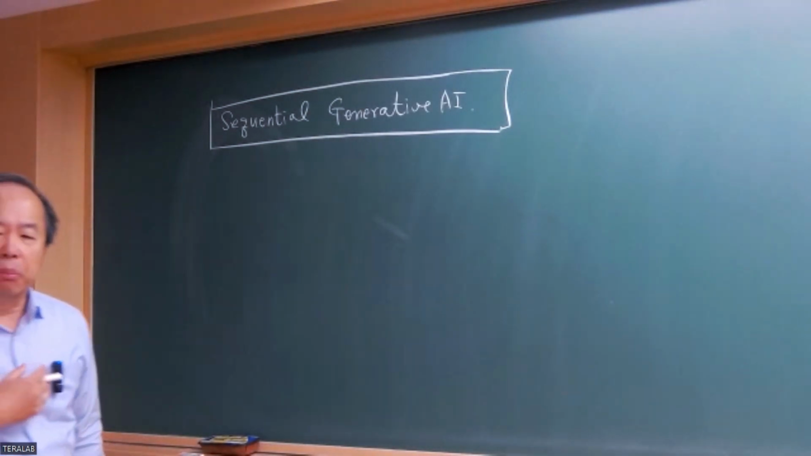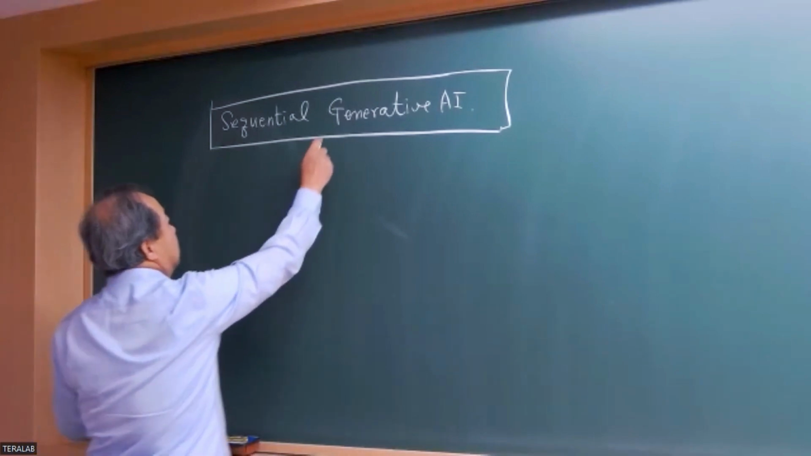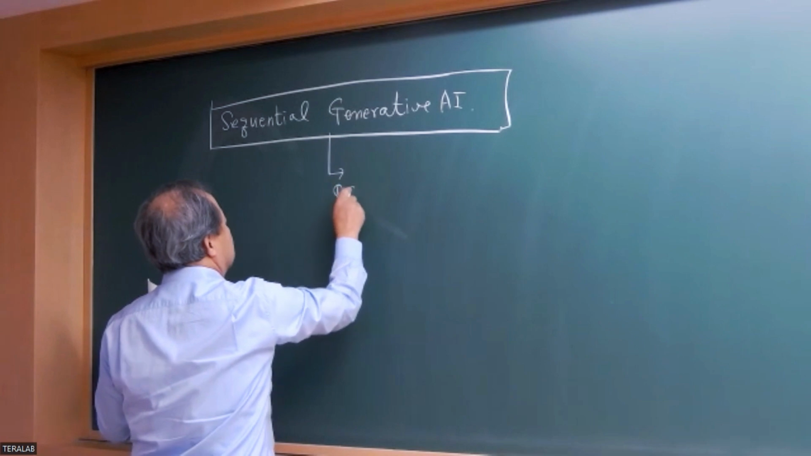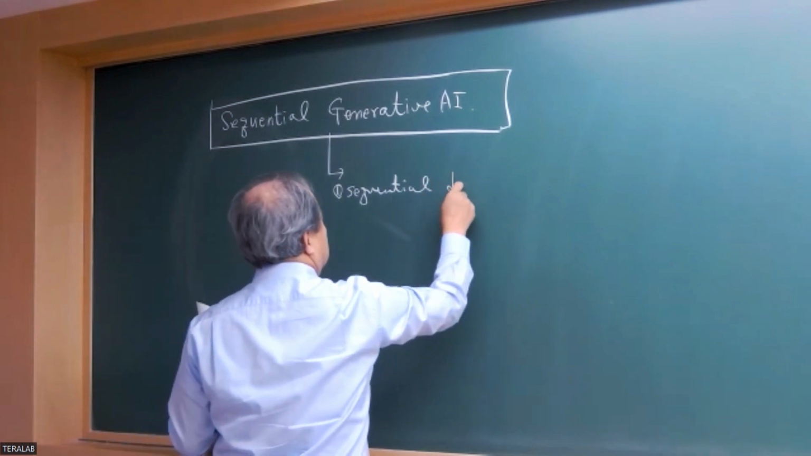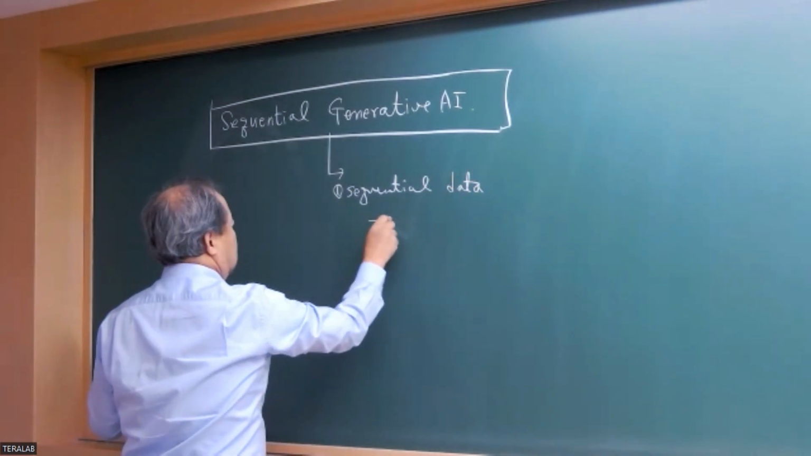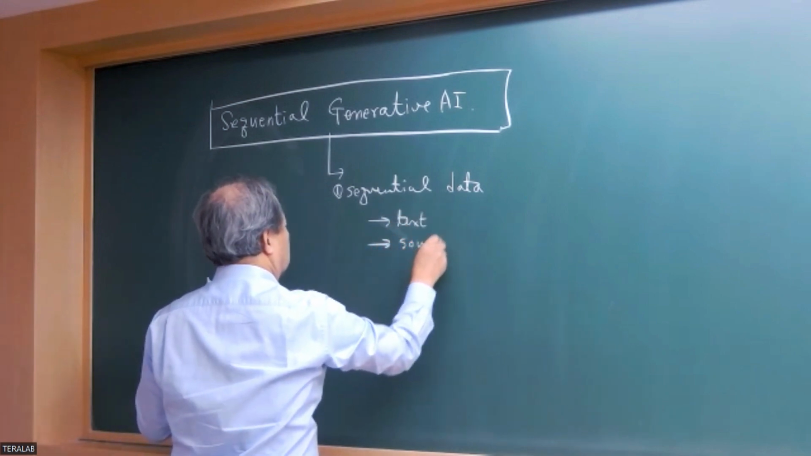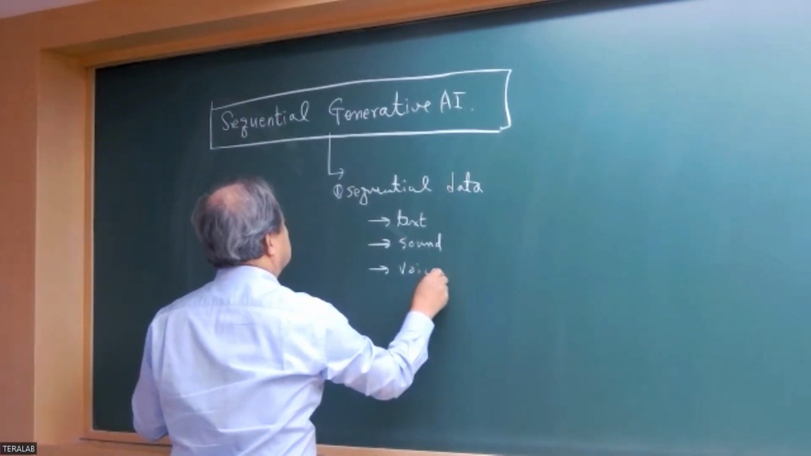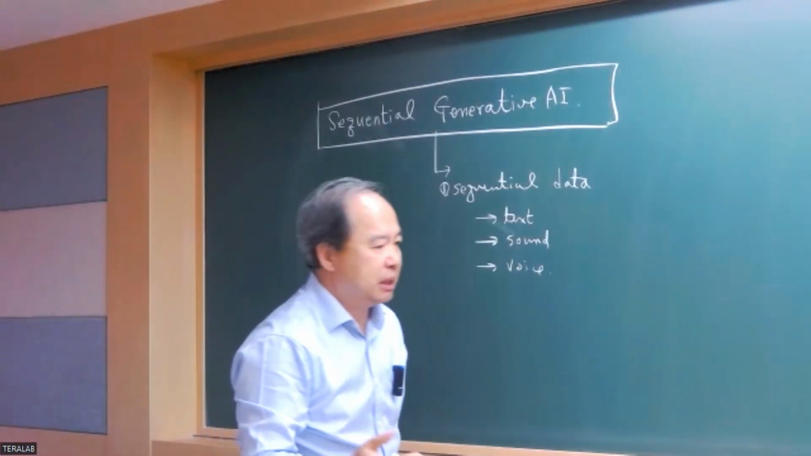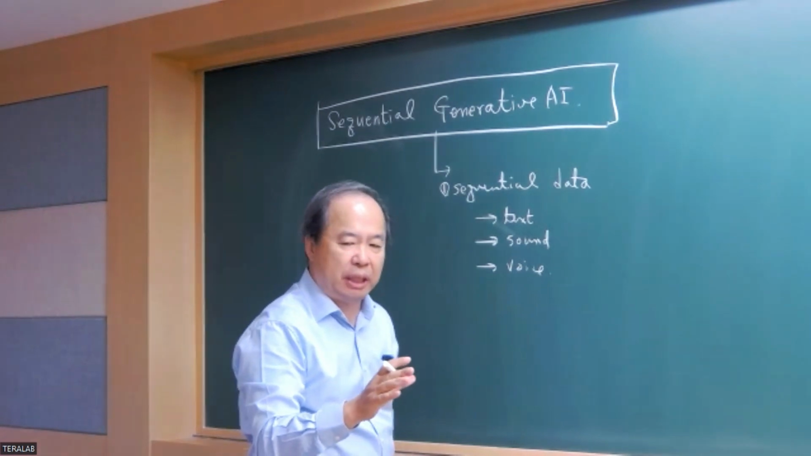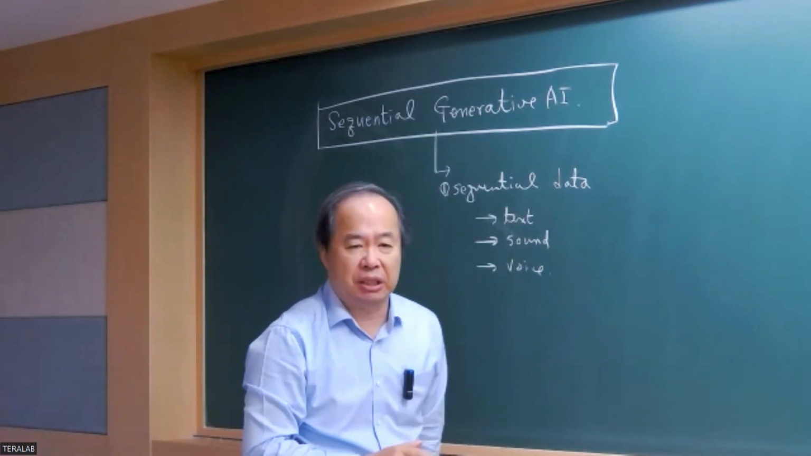In my opinion, there are two different types of generative AI. One of them is sequential data generation, and it includes text, sound, and voice. In other words, in this class and Wednesday's class, I'm going to give you the overall architecture, backpropagation principles, and loss functions associated with sequential data generation.